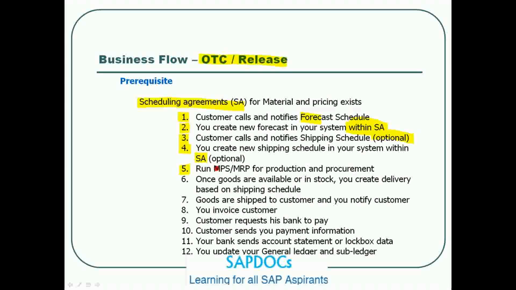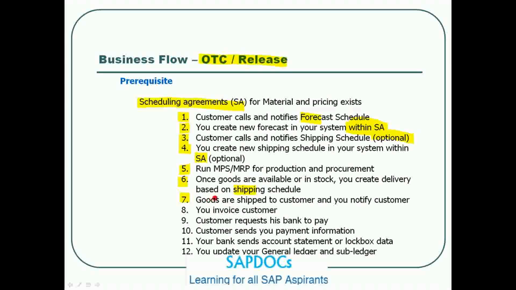Step 5, if you are doing the production, you run MPS and MRP for production and procurement. MPS stands for Master Production Schedule. MRP stands for Material Requirements Planning. Number 6, once your goods are available in your stock, you create a delivery based on the shipping schedule, if you have received a shipping schedule or the customer called you.